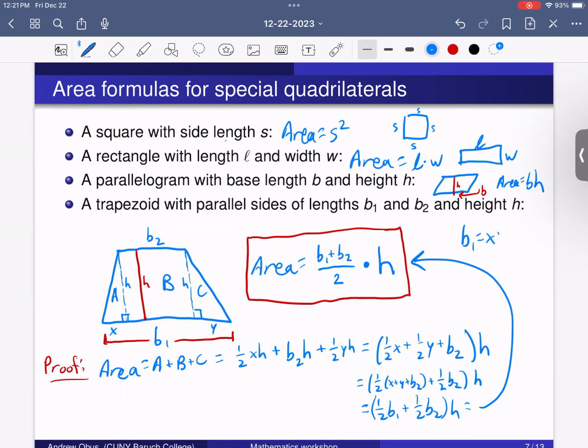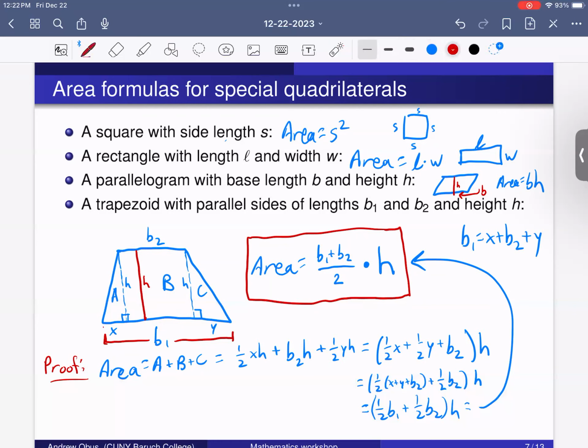B1 here is equal to X plus B2 plus Y, right? Because X is just this part over here, and then this part between the two right angles is the same as B2. And then you have Y over here. So B1 is in three pieces. It's X plus B2 plus Y. Yeah, so maybe let me label this a little clearer.